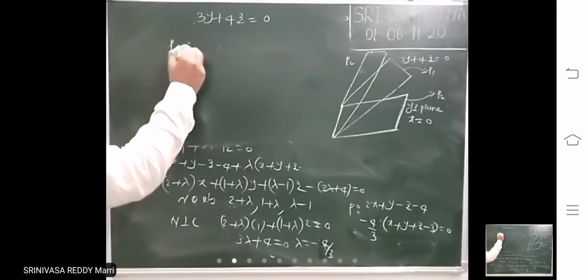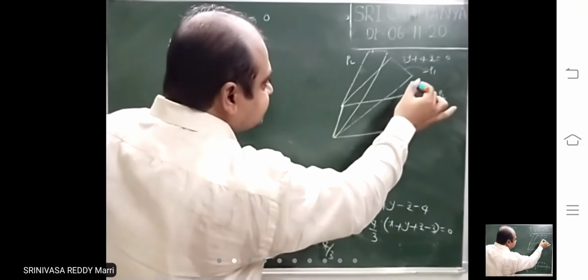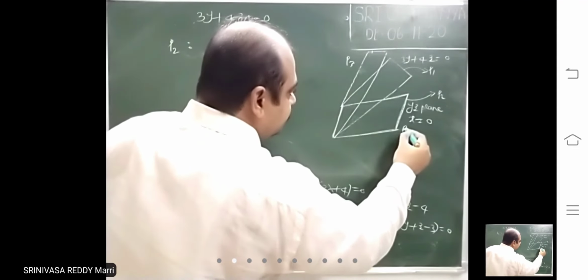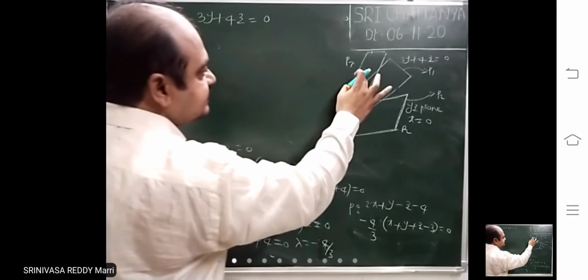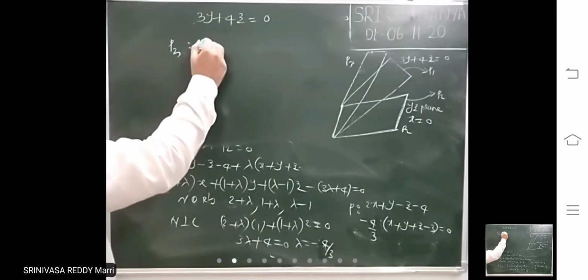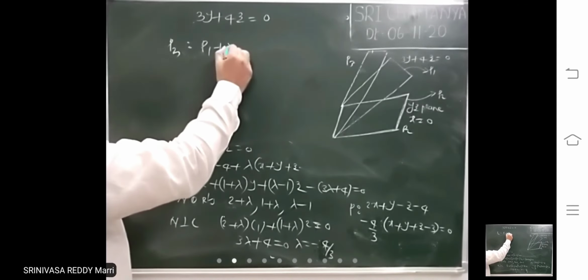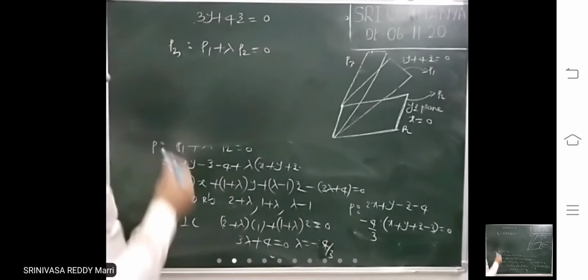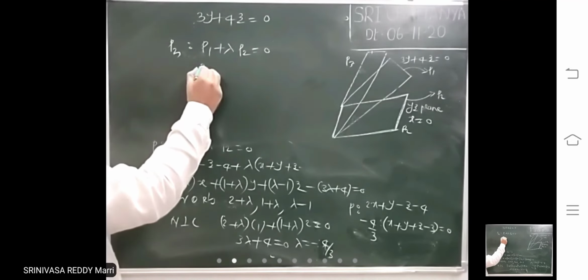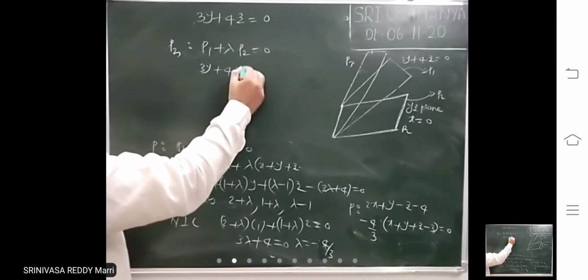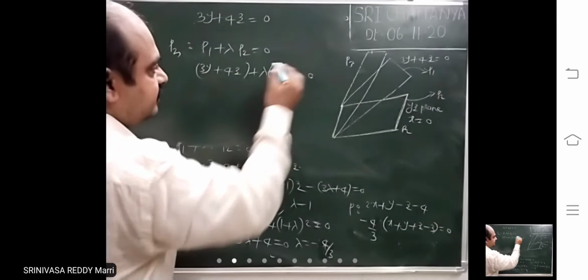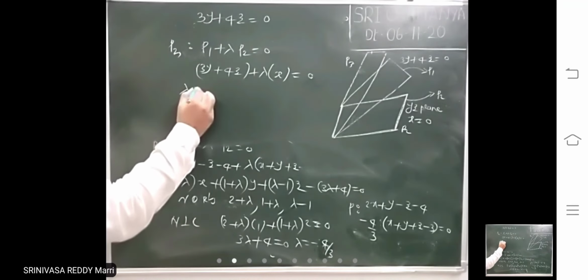P2 plane we will take, P2 plane is passing through the line of intersection. Take this as P3, this is P1, this is P2. So the P3 plane passes through the line of intersection of both. That means it will be of the form P1 plus lambda P2 equal to 0 because they have a common line of intersection. So P1 plus lambda P2, that means 3y plus 4z plus lambda into x equal to 0. This is our required plane.